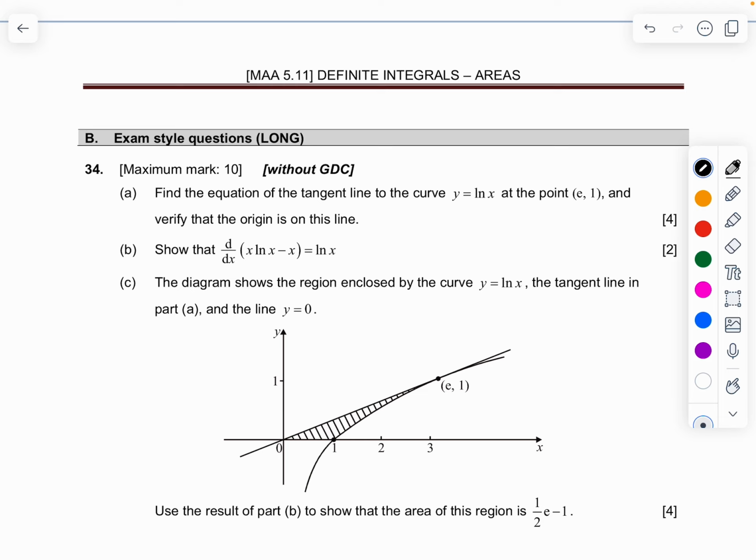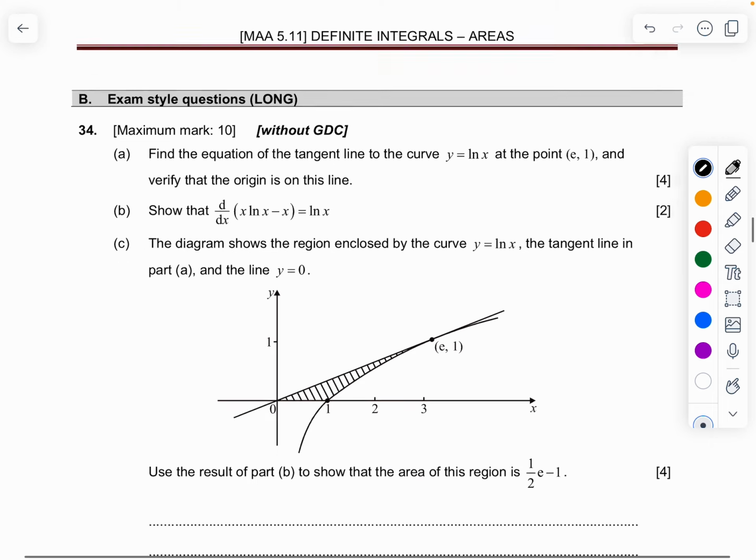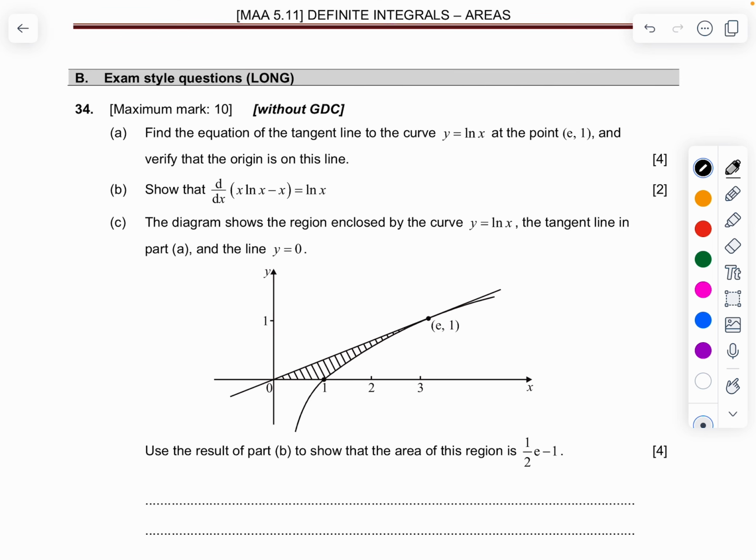So, for question number 34, let us do question number 34 there.